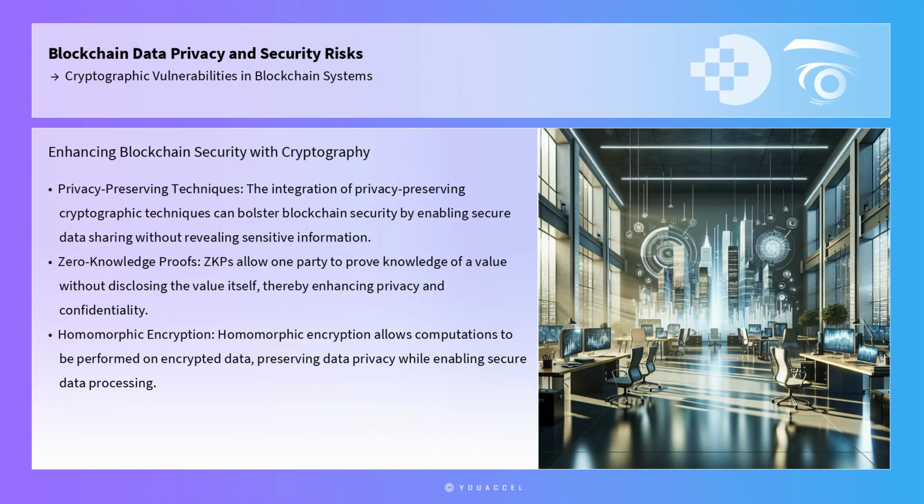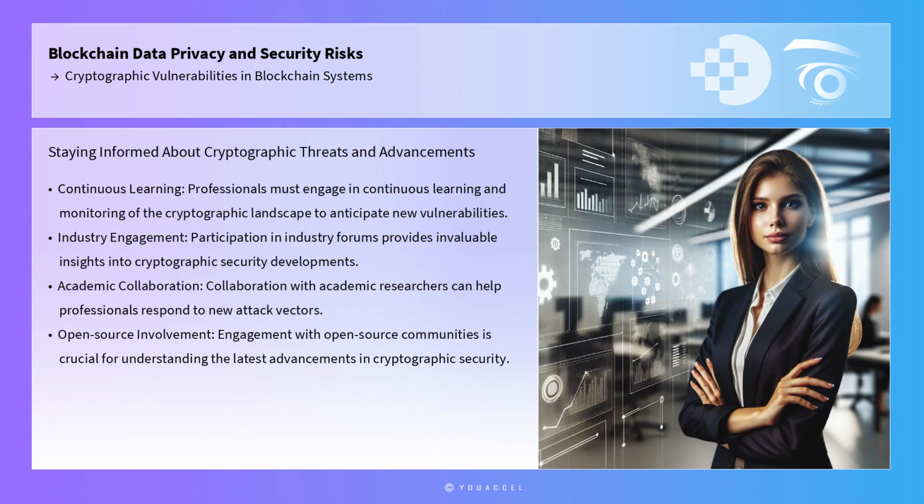Similarly, homomorphic encryption allows computations to be performed on encrypted data, preserving data privacy while enabling secure data processing. These techniques offer innovative solutions for balancing data privacy and security in blockchain systems, addressing concerns related to data exposure and confidentiality. The importance of staying informed about emerging cryptographic threats and advancements cannot be overstated.